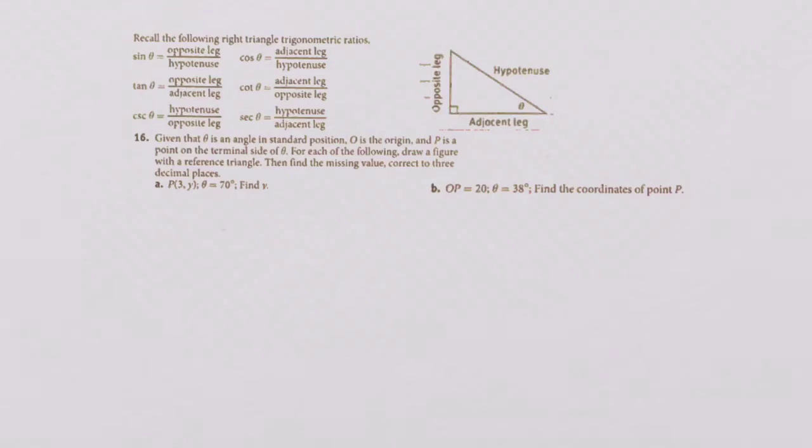Sine is your opposite over hypotenuse, cosine is your adjacent over hypotenuse, tangent is opposite over adjacent, and then the reciprocals: secant, cosecant, and cotangent. So let's just dive into this.